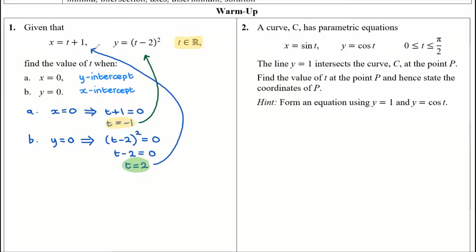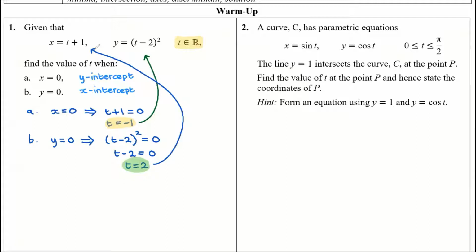Now for question 2, we have a curve C with parametric equations, and notice that it's x equals sine t, y equals cos t. So this is something we've looked at already. Only defined for acute angles, but including pi over 2 as well, which is 90 degrees. The line y equals 1 intersects the curve C at the point P. So we have to find the value of t at the point P and hence state the coordinates of P. Well, it's a bit of a mouthful that.